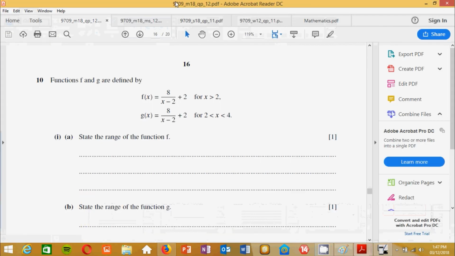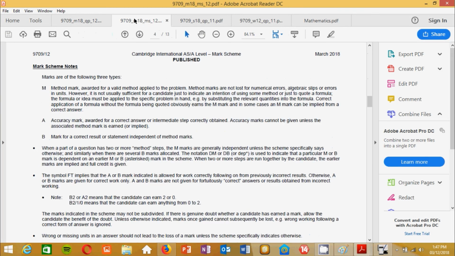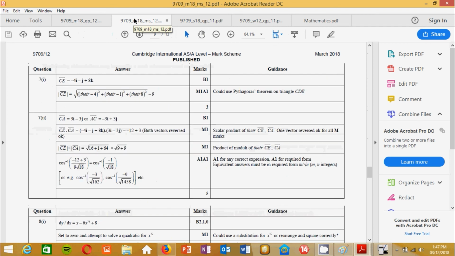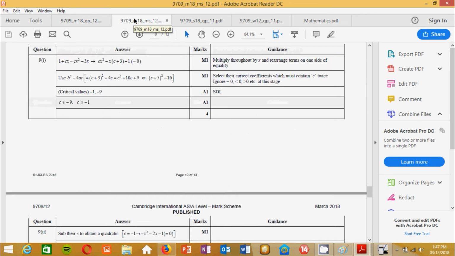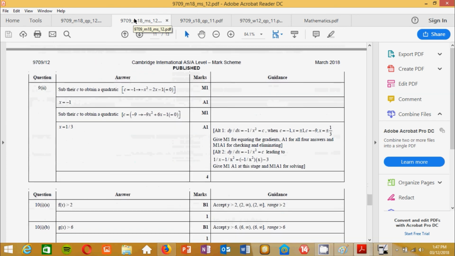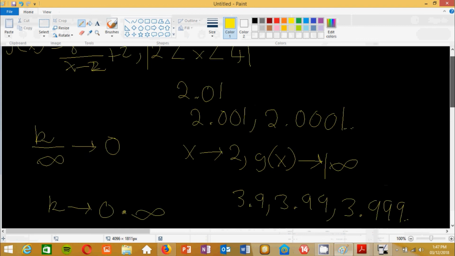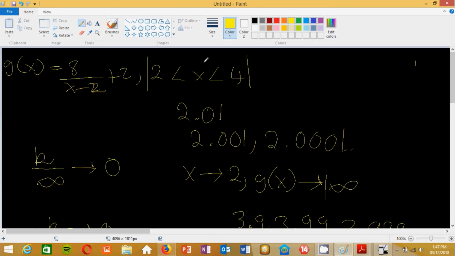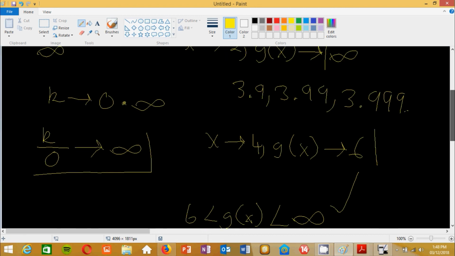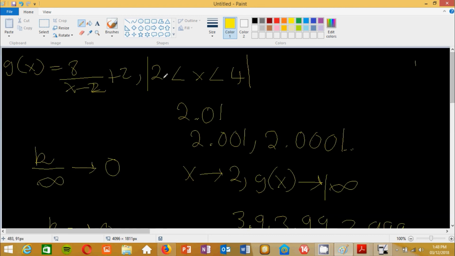And let us look at the mark scheme. So this is question 10, part 2. And there we have it. G of x is greater than 6. So that's how we find the range of this function. So we inspect the domain, and we see what the g of x values approach when we approach these two numbers here.